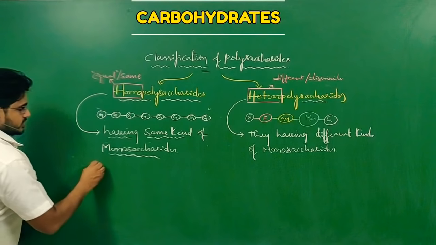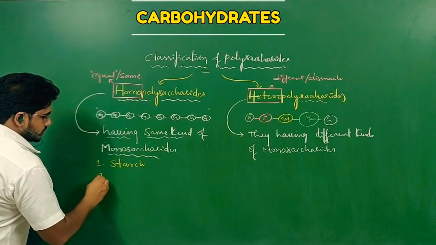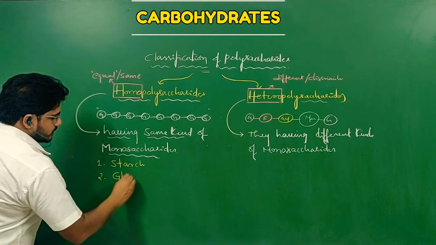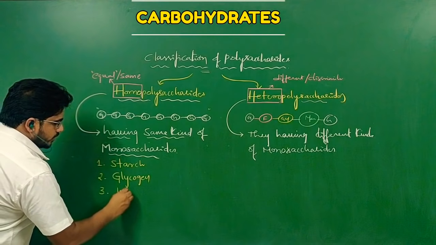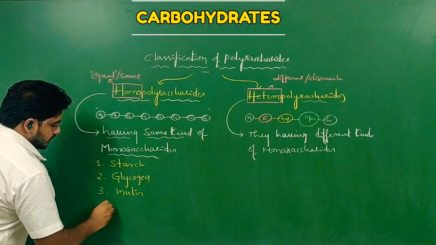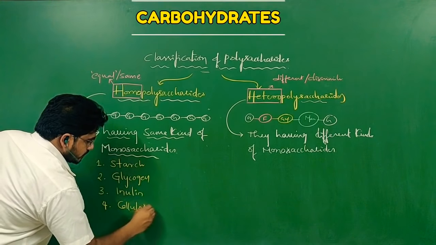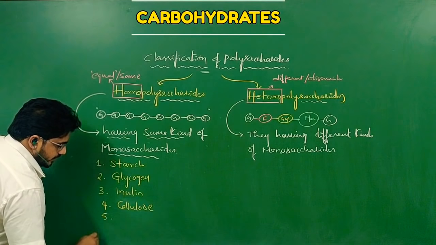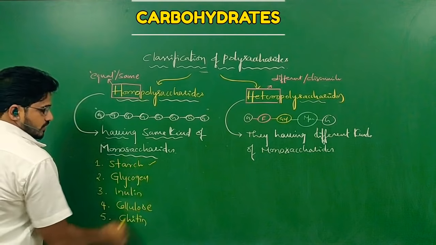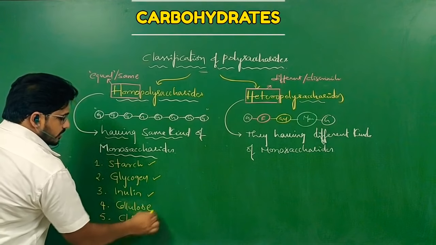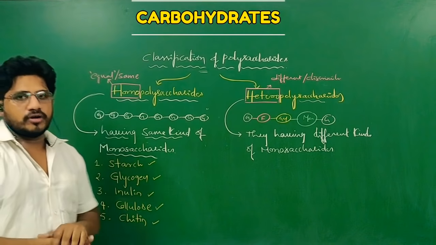If you see, example 1 is starch. Example 2 is glycogen. Example 3 is inulin, fourth example is cellulose, and the last example is chitin. Starch, glycogen, inulin, cellulose, chitin. All these belong to homopolysaccharides.